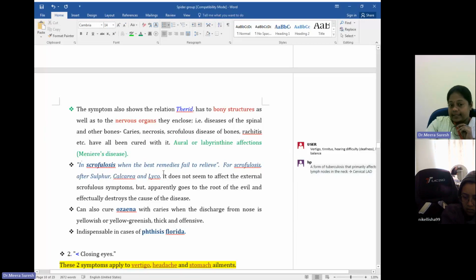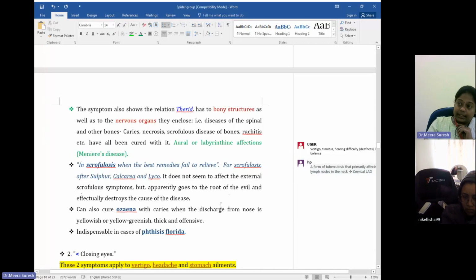So that's the next explanation that was given by Clark. It does not seem to affect the external scrofulous symptoms, the lymphadenopathy or destruction. We don't see much externally, it is doing some wonders. But what this medicine actually does is go to the root of the evil and effectually destroy the cause of the disease from the interior. From the interior, it can destroy that miasmatic tendency even. So that's the importance in scrofulosis.